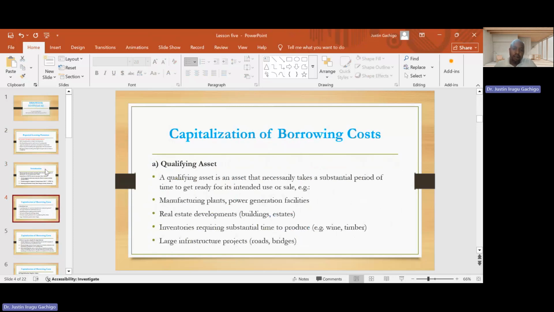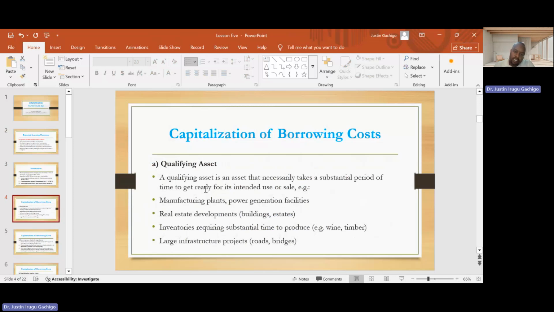So now we have the concept of capitalization of the borrowing cost. Capitalization is where, instead of expensing the borrowing cost, that is debiting the profit and loss account, you accumulate this borrowing cost to be part of the asset. That is what we call to capitalize. You make it a capital item. So what are the qualifying assets?